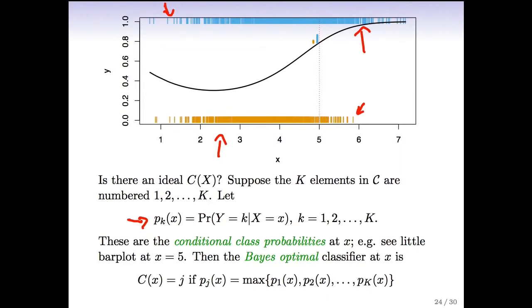It makes sense. You go to any point, so here we've gone to point 5 in the X space, and you look above it, and you see that there's about 80% probability of a 1 and 20% probability of a 0. And now we're going to say, well, if you were to classify to one class at that point, which class would you classify to? Well, you're going to classify to the majority class. Okay? And that's called the Bayes optimal classifier.